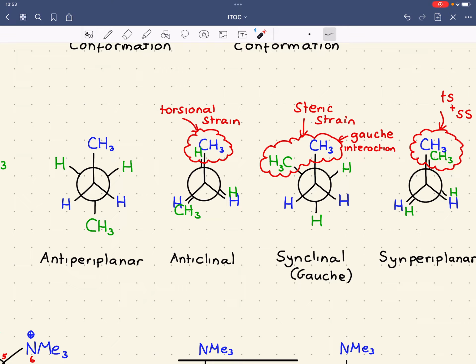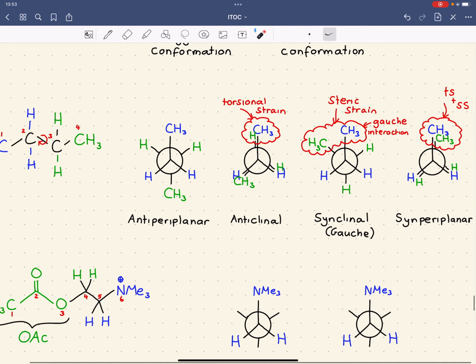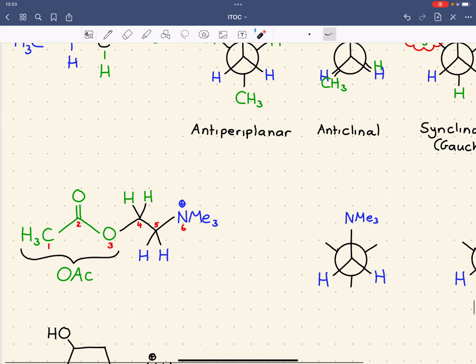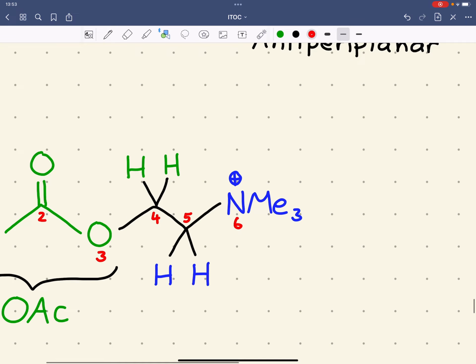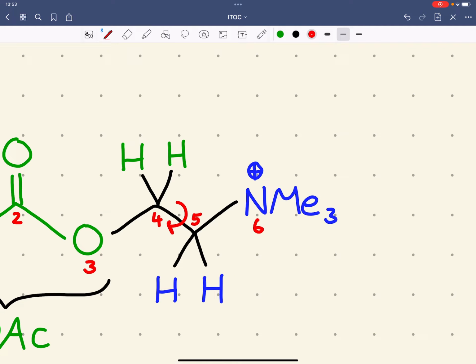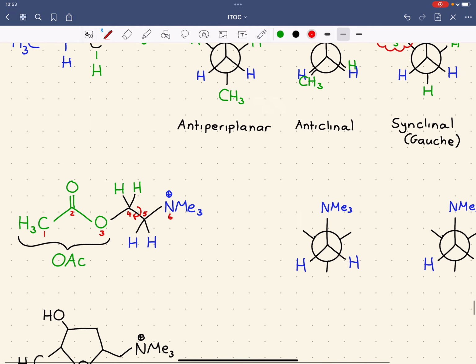But let's now have a look at a biomolecule. We're going to have a look at acetylcholine, which is this molecule here. And we're going to have a look along the bond between carbon 4 and 5, and look at the effects of the rotation around this bond. So acetylcholine is a very, very flexible molecule. Lots and lots of different single bonds that can rotate, and that can lead to acetylcholine adopting lots and lots of different shapes.